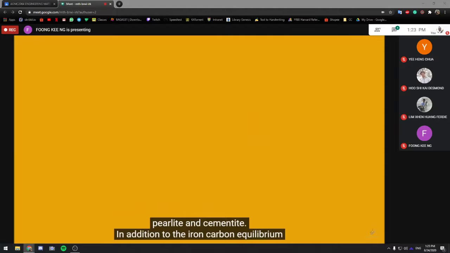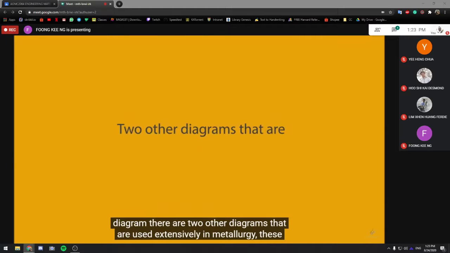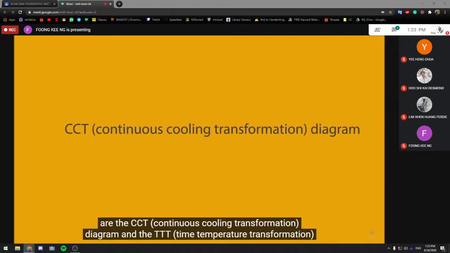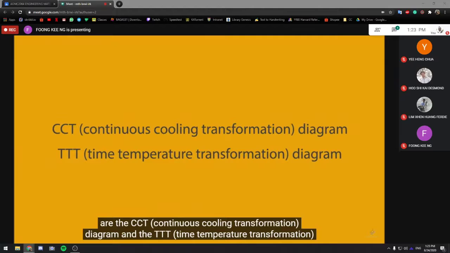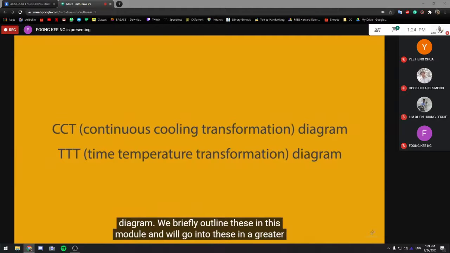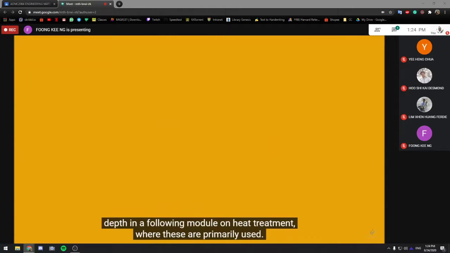In addition to the iron-carbon equilibrium diagram, there are two other diagrams that are used extensively in metallurgy. These are the CCT, Continuous Cooling Transformation Diagram, and the TTT, Time Temperature Transformation Diagram. We briefly outlined these in this module, and will go into these in greater depth in a following module on heat treatment, where these are primarily used.